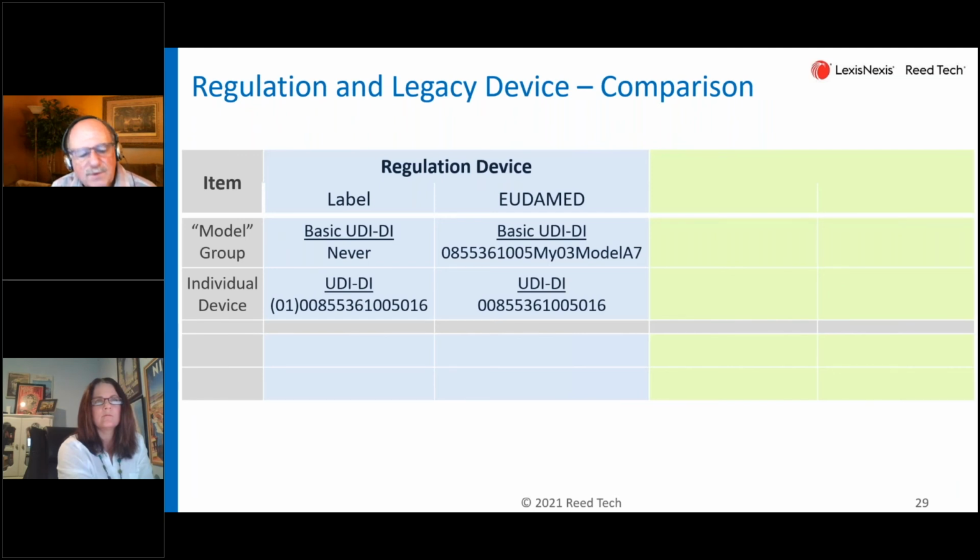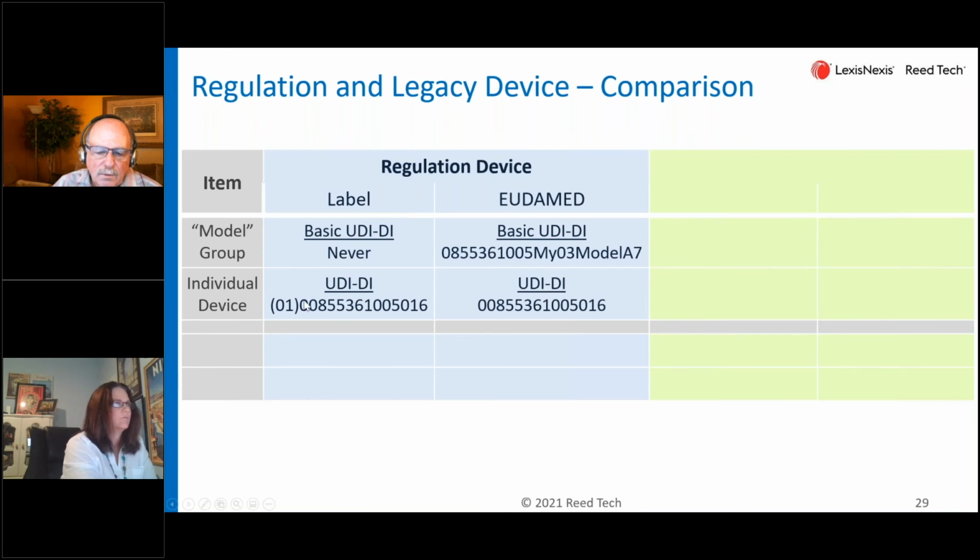So what I'd like to do now is do a side-by-side comparison between what is in a regulation device and what is on a legacy device. So a regulation device for a model will, and on the label. So we're going to look at the label and what's reported into UDI-DI. And there are differences. That's why I wanted to go here.